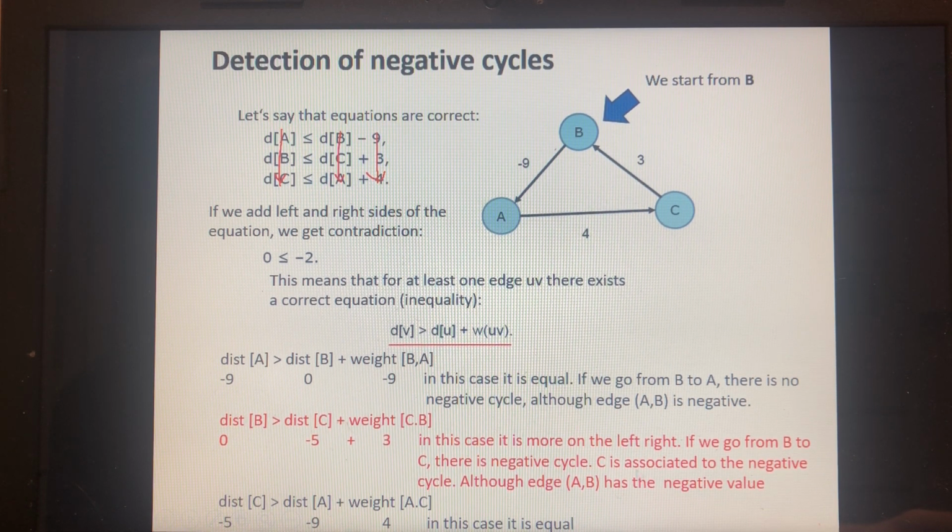What I wanted to explain is that it does not mean that if you have a negative value, you will have a negative cycle. If you have a negative value, but you are calculating the distance for C, then you will get a negative cycle. And here, everything is okay for C.